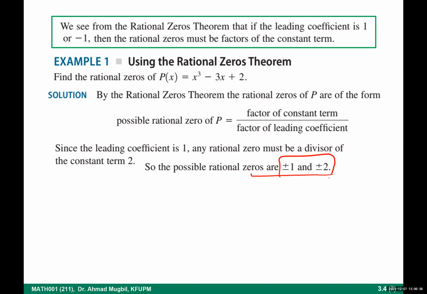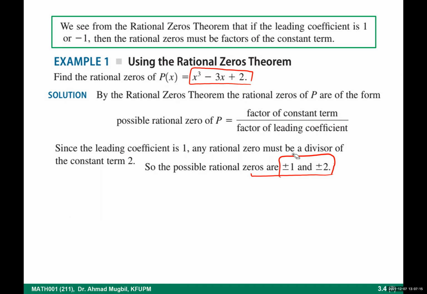We have 4 possible rational zeros. But as we will see in section 3.5, in the next class, we have here a polynomial of degree 3. So according to the fundamental theorem of algebra, this polynomial of degree 3 has at most 3 zeros. Some of them might be rational, some irrational, some real, non-real, all kinds of zeros. So we have now 4, but not all of them will be zeros.